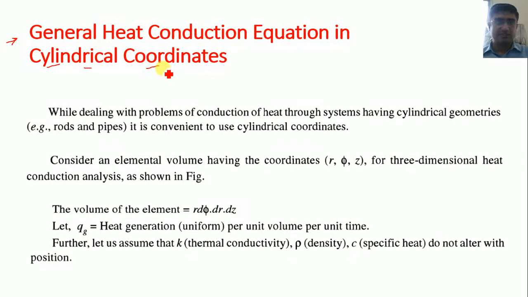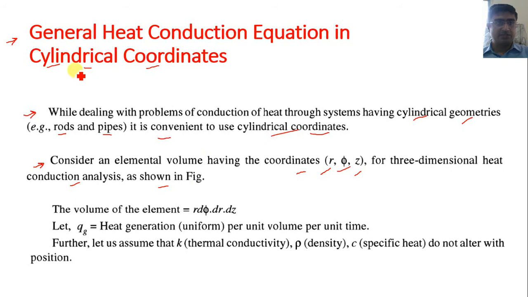So there are three types of coordinates. The first one is the Cartesian coordinate, the next one is the cylindrical coordinate, and the third one is the spherical coordinate. While dealing with problems of heat conduction through systems having cylindrical geometries, like rods or pipes that are cylindrical in shape, it is very convenient to use cylindrical coordinates. Now consider an element volume having the coordinates r, phi and z for the three-dimensional heat conduction analysis, as shown in the figure.